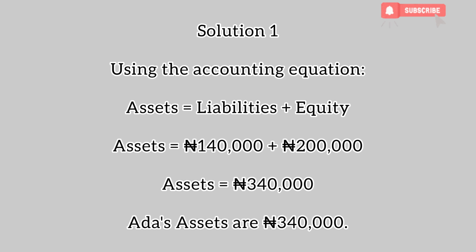Assets will be equal to 140,000 naira liabilities plus 200,000 naira equity, which gives a total of 340,000 naira. Therefore, Ada's assets are 340,000 naira. Let's move to example 2.